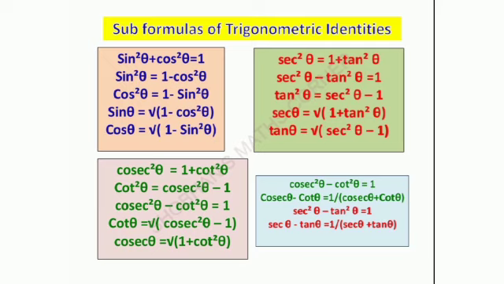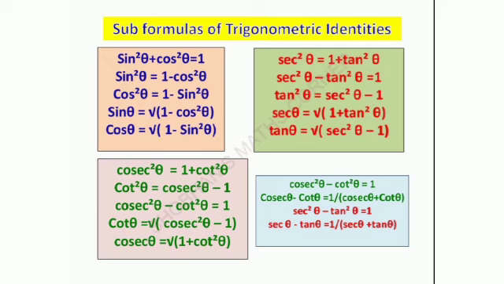And cos square theta is equal to 1 minus sin square theta, by shifting sin square to the right side. Now sin square theta is equal to 1 minus cos square theta, and taking the square root on both sides, sin theta is equal to under root 1 minus cos square theta. Similarly, cos theta is under root 1 minus sin square theta. So these are the sub identities of the first identity, sin square theta plus cos square theta is equal to 1. If you remember that, it is okay. But if you know these sub identities, you can do fast calculations.